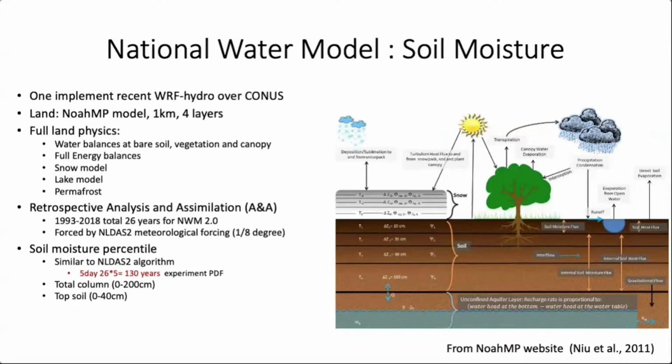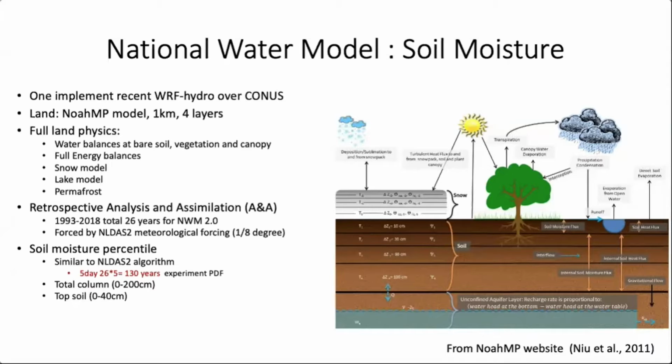We analyze the volumetric soil moisture at the 1 kilometer National Water Grid, and to reduce the data storage, we spatially and temporally average the soil moisture to daily mean and to the 1/8 degree, the same resolution as NRDAS, over CONUS. For the soil moisture percentile, we use a very similar method to NRDAS. We use 5-day nearby soil moisture data to concatenate a long time series for the empirical PDF.